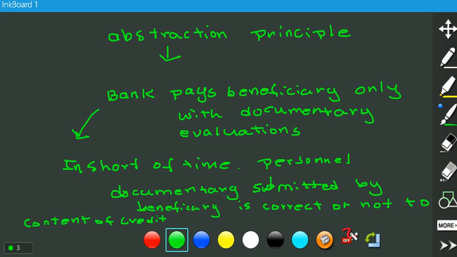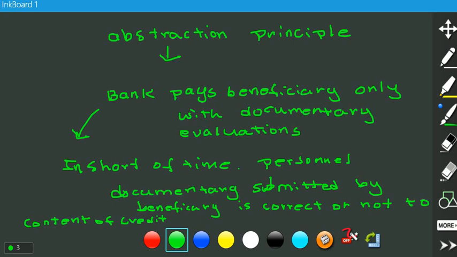Banks deal with documents and not with goods, services, or performance to which the documents may relate. They just deal with the documents. They evaluate the documents.